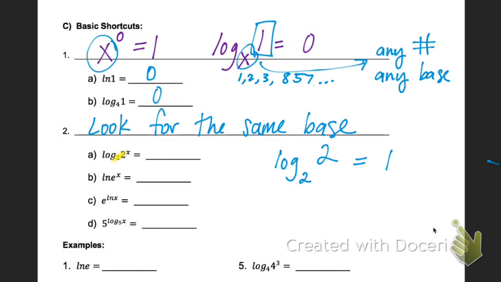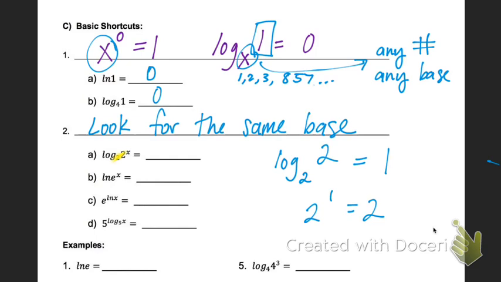Because if you think about it, let's change that back to exponential form. So let's just call this x for a second. I don't know what it is yet. If I change it back to exponential form, what does that look like? 2 to the x power equals 2. So that means that this is always 1. Why is there an x to the 2? Well, we're going to answer that in a second.